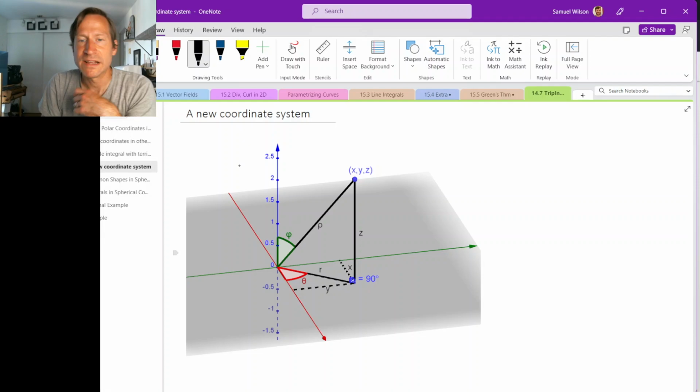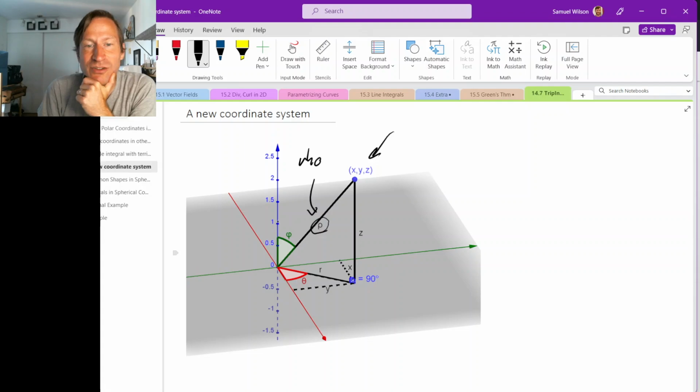If we're going to use distance from the origin as one of our coordinates, well, the other nice coordinates to use in that situation are this angle down here, which we'll call theta, and the angle down from the positive z-axis, which we'll call phi. This is a Greek lowercase f, essentially. This theta is the same theta as in polar coordinates.